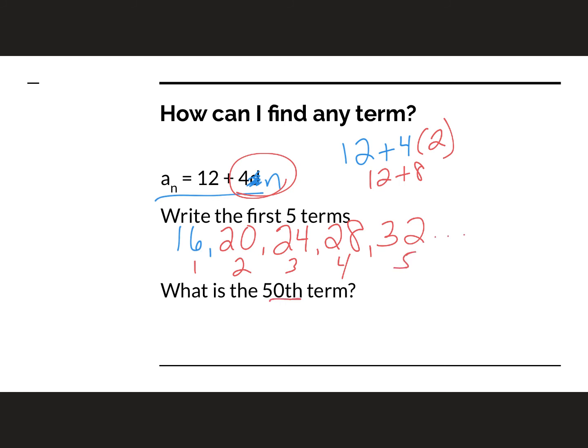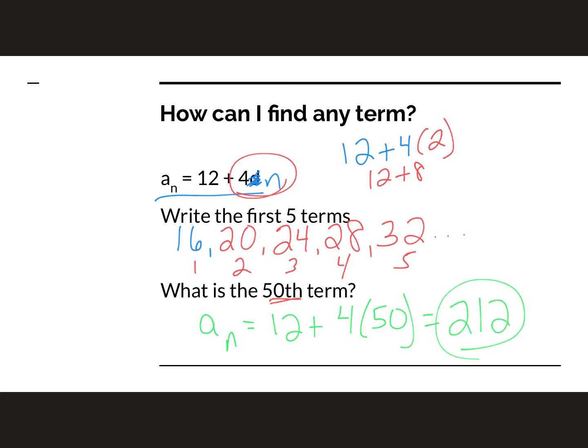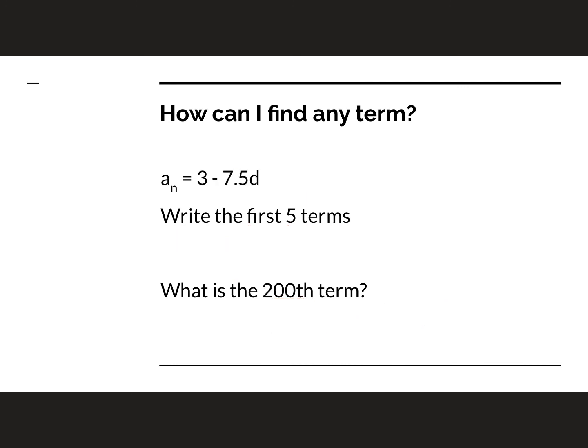What is the 50th term? In order to find the 50th term, all I'm going to do is take this. I have a sub n equals 12 plus 4 times 50. I can put that in my calculator. 4 times 50 is 200 plus 12 equals 212 is the 50th term. It's that simple. Let's look at one more and try it one more time.